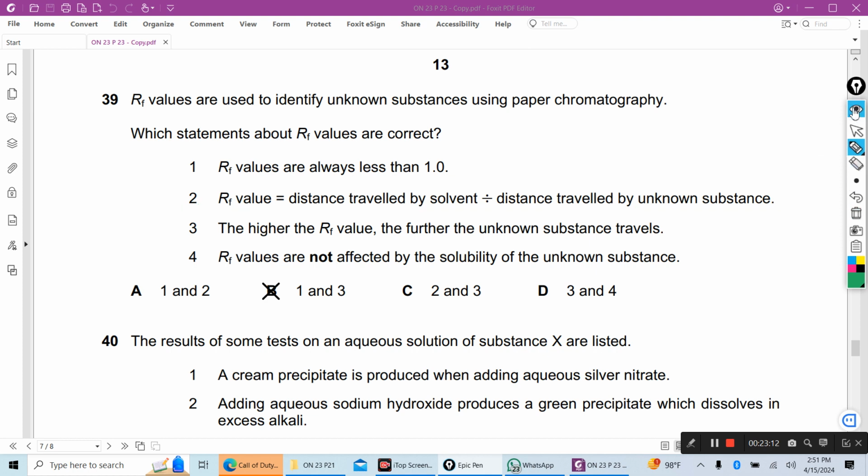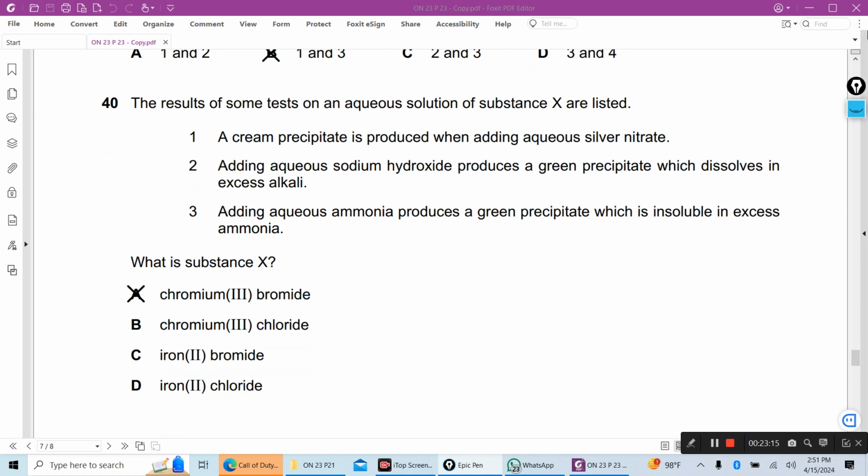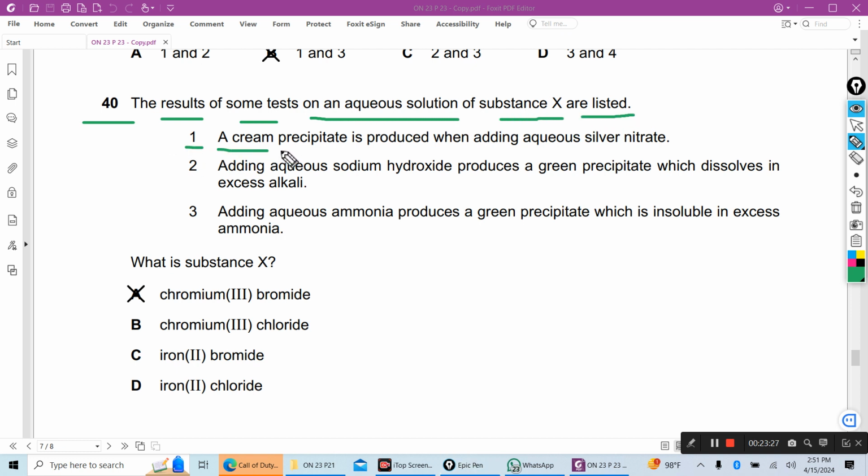And next, the results of some tests on an aqueous solution of substance X are listed. 1: A cream precipitate is produced when adding aqueous silver nitrate. That means bromide ion, which gives a cream or pale yellow precipitate with silver nitrate.